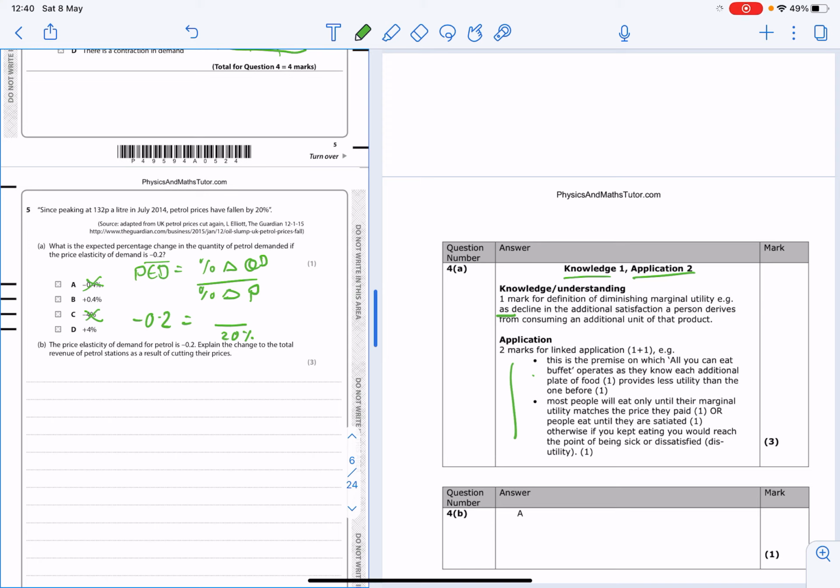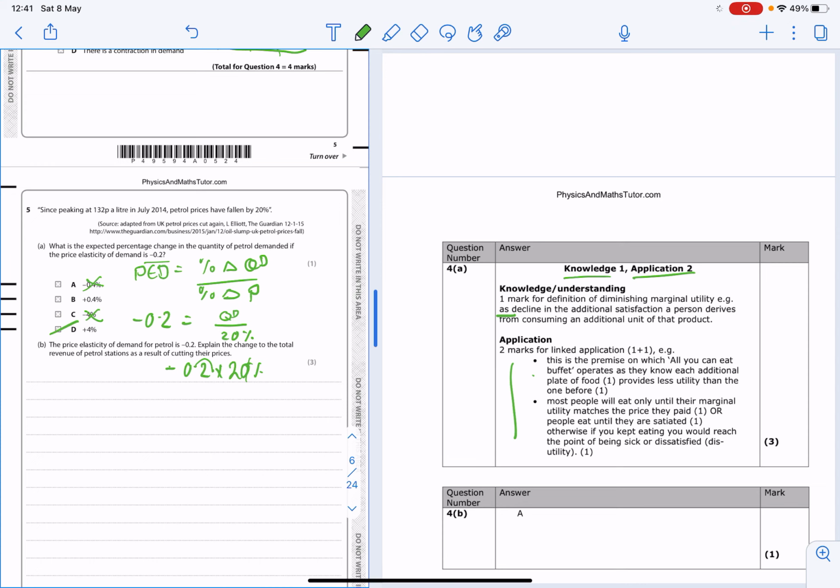So our correct answer is on the top. We'll call that quantity demanded. So in order to find out the percentage change in quantity demanded, we need to do minus 0.2 times by 20%. So minus 0.2 times by 20%, well, we've got a zero there. We can cross the zero off and move that decimal point along. So then you're left with 2 times by 2, which is 4%.